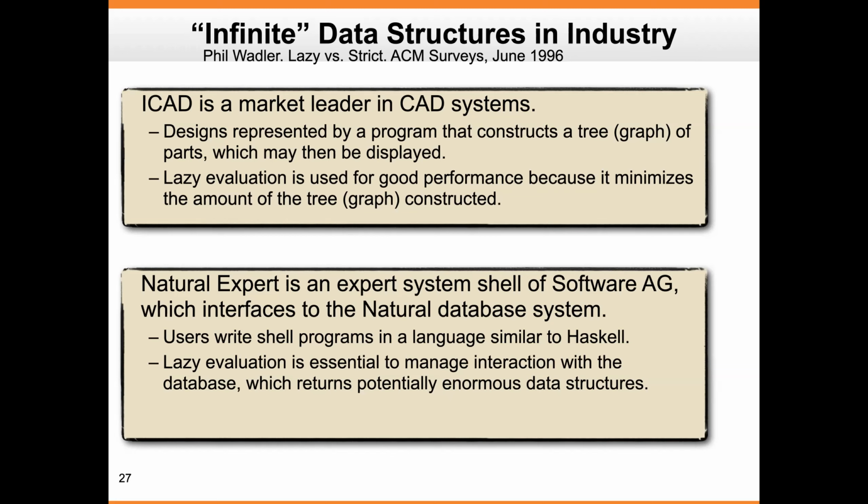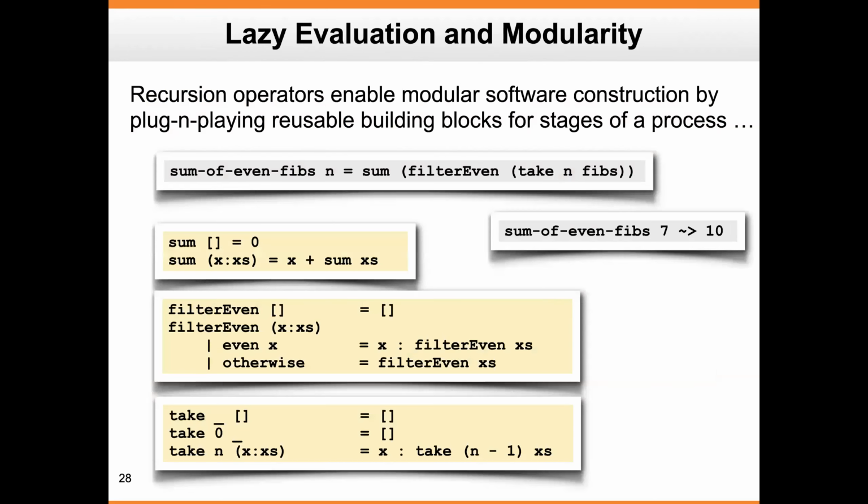There are also applications in expert systems working with very big database systems. Lazy evaluation is, in this case, essential, for example, to manage the interaction with the database, which returns potentially enormous data structures, but only as much is shown as is being consumed by the user or by some other program that works with the database. Now, this was the second advantage: the ability to define infinite data structures in a very declarative way.